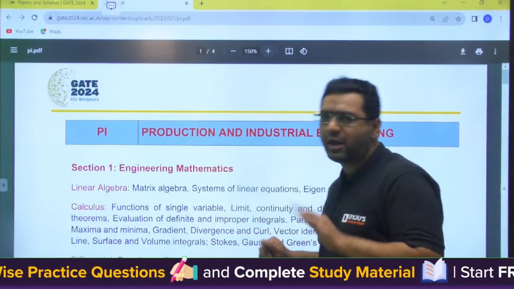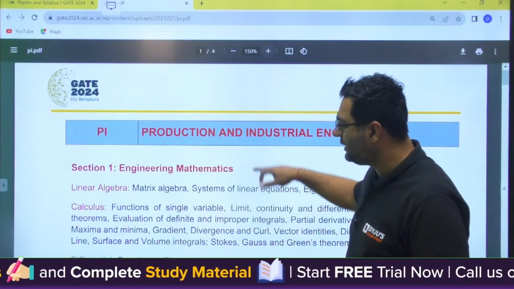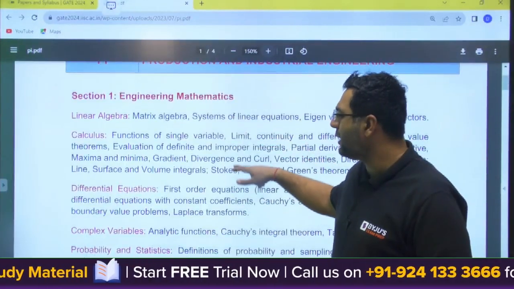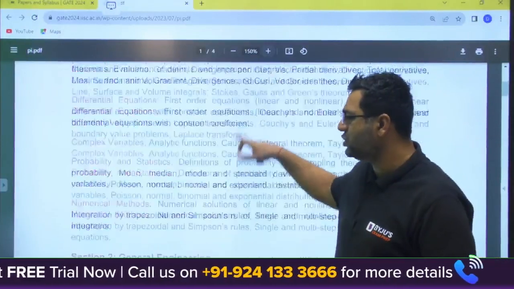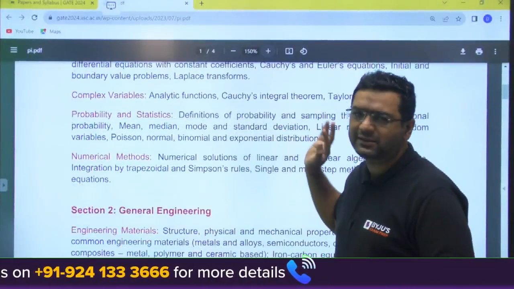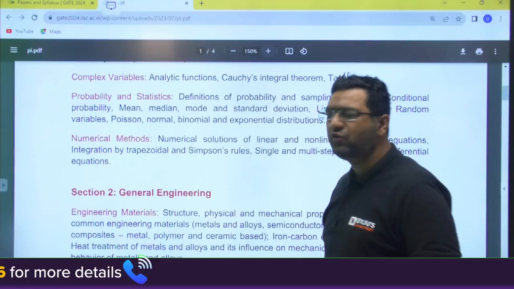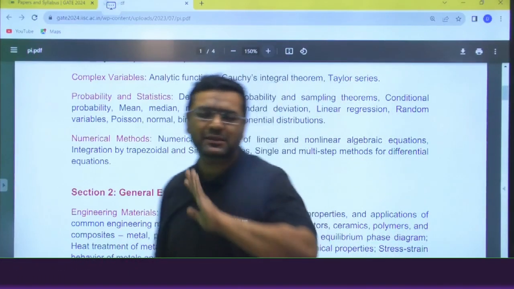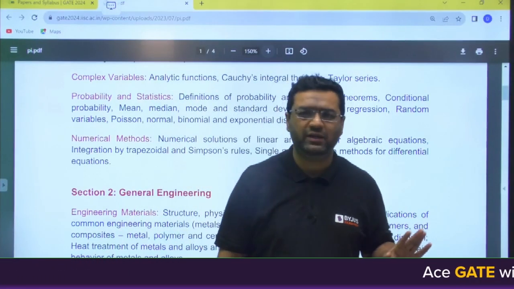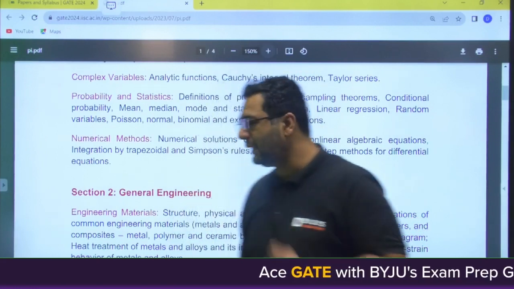When we are talking about aptitude, the syllabus is same. Even if you see the mathematics part, linear algebra, calculus, differential equation, complex variable, probability and statistics, and numerical method, the syllabus is almost same. There is no difference. But the difference is there in the technical part.